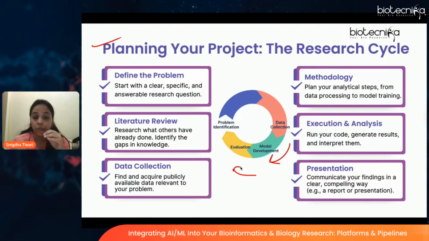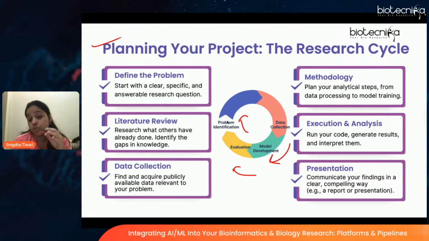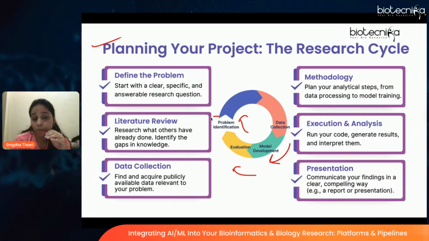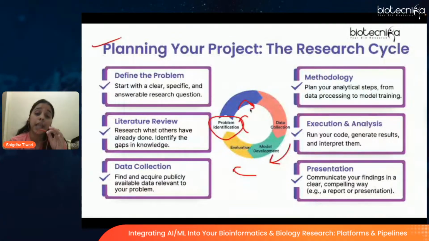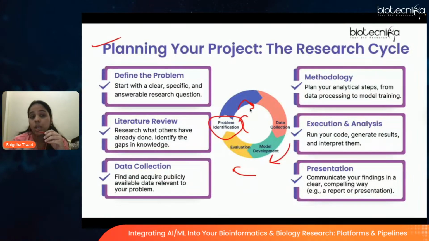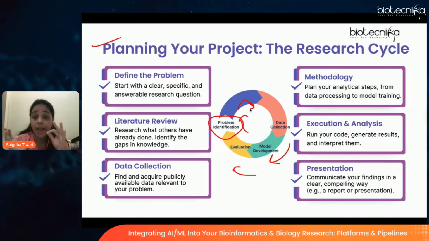After you have the data with you, the problem identification, sorry, I'm really sorry, starting with the problem identification, and then data collection, and then model development, and then at the end you will of course want to do the evaluation, right? You want to analyze your result. So this is how planning your project should be, ideally.